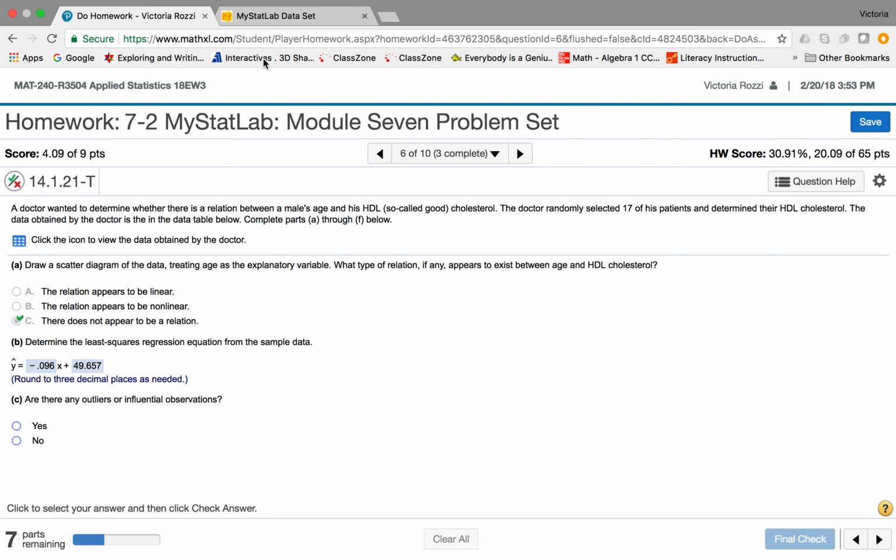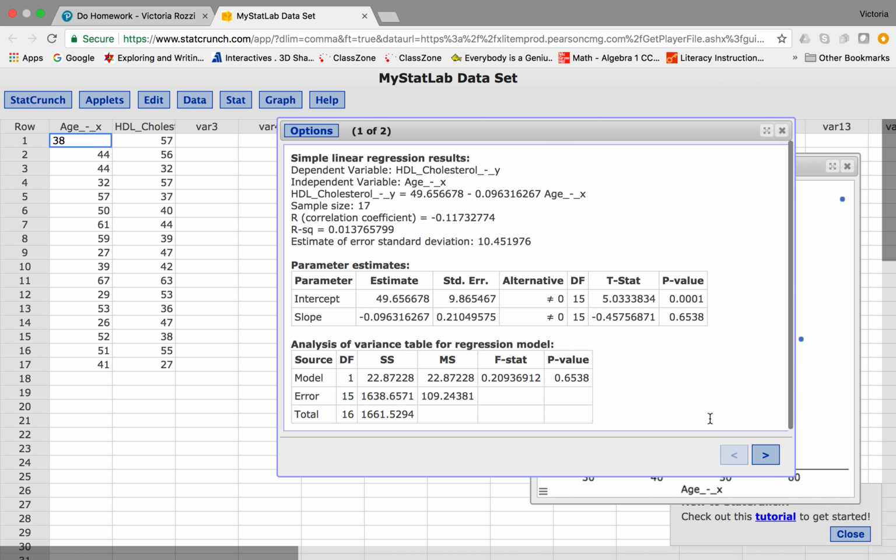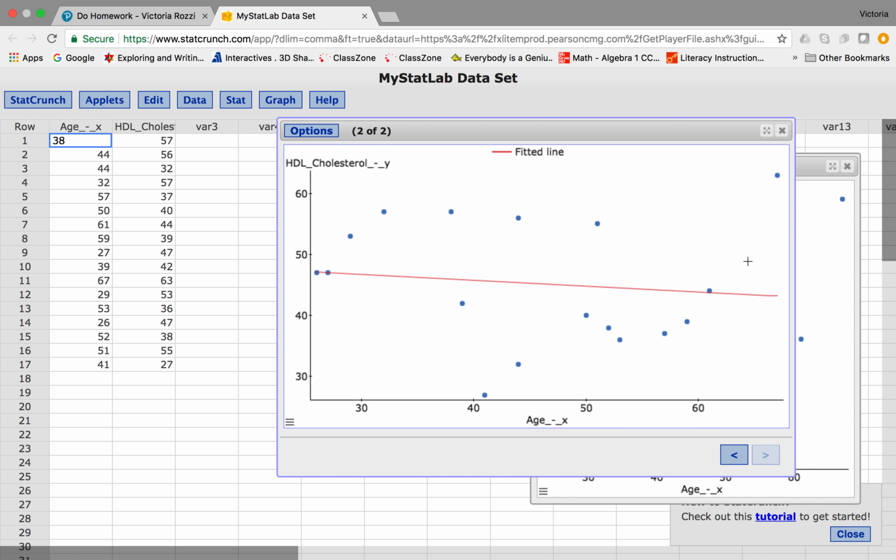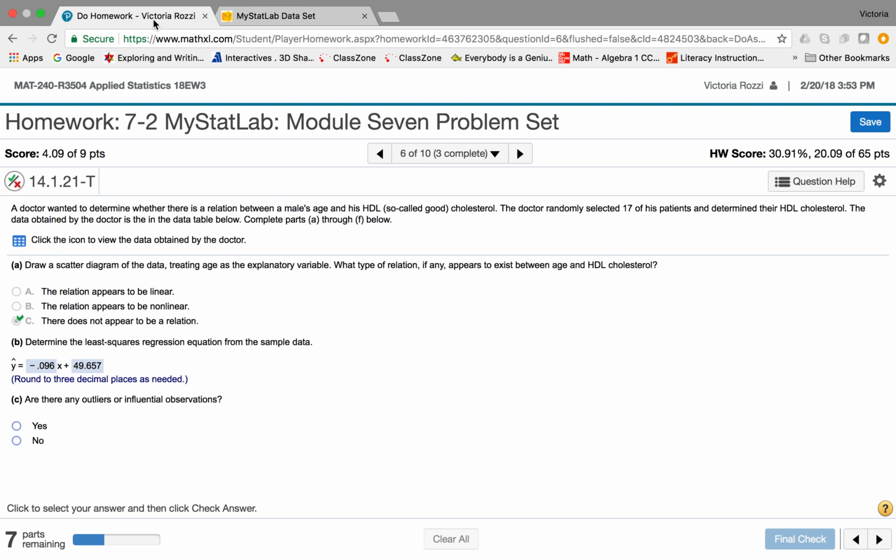Okay. Are there any outliers? So this is a pretty scattered data set. There isn't one particular value that's pulling this line one way or another. So I would say no.